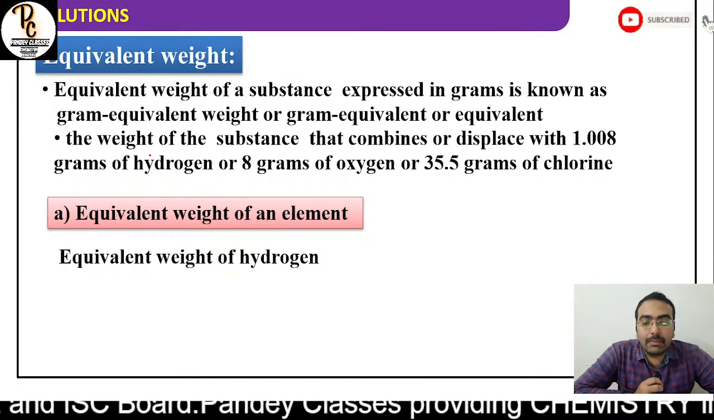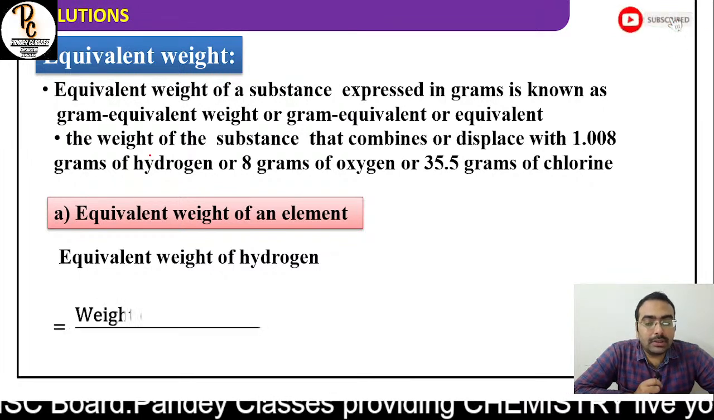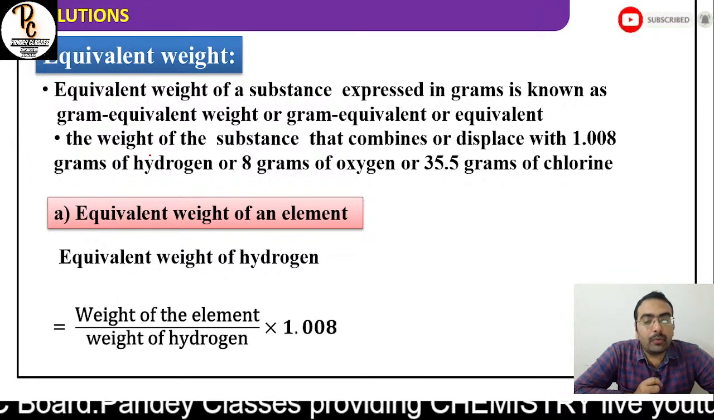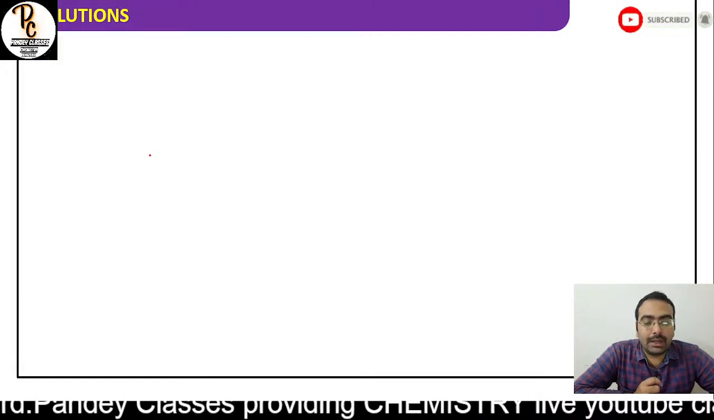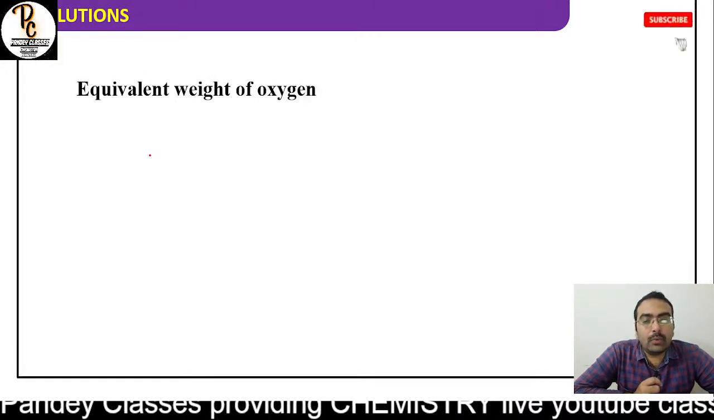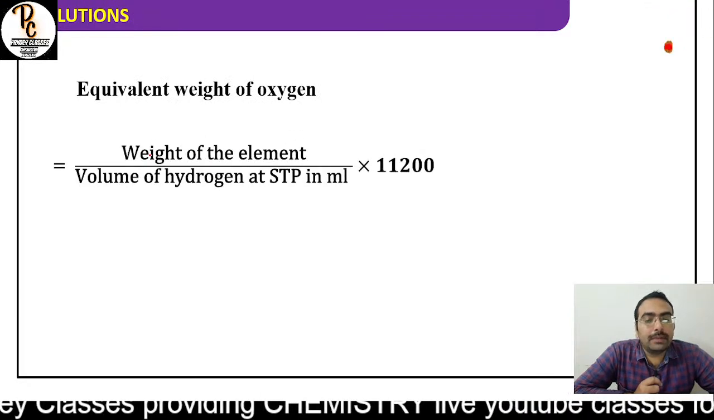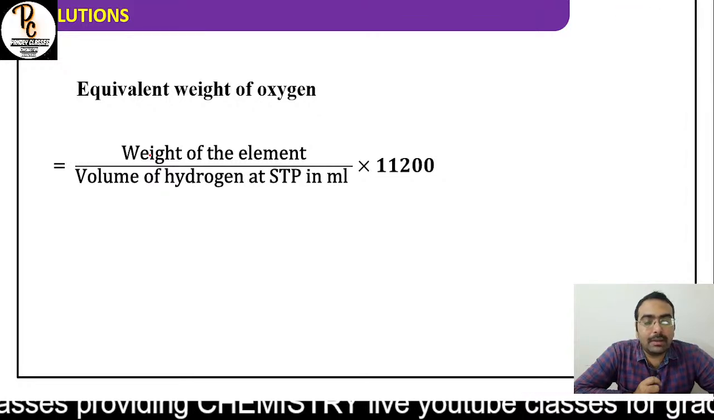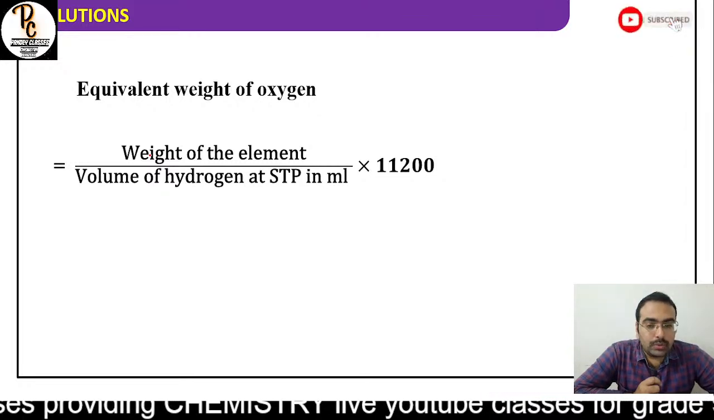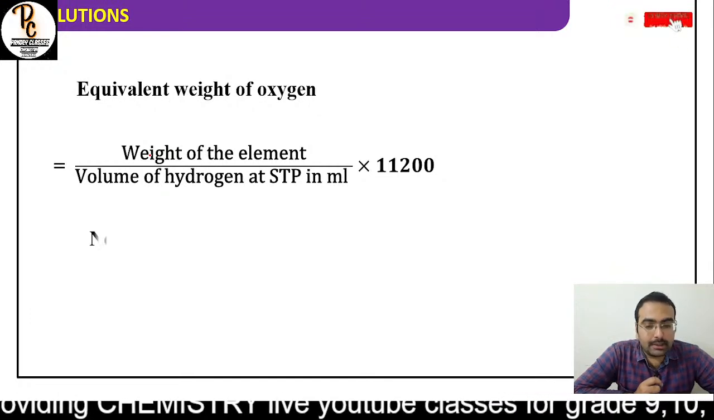Equivalent weight of an element can be easily calculated. Equivalent weight of hydrogen is weight of the element upon weight of hydrogen into 1.008. Equivalent weight of oxygen: in that case, we do weight of element upon volume of hydrogen at STP in ml and then 1120. Remember, this we are talking for an element.